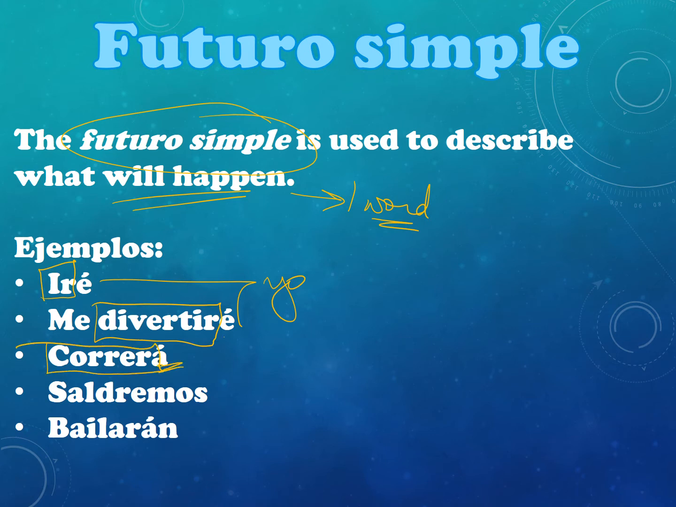All right, so we have iré, me divertiré, correrá. Saldremos is an exception. Amos is the ending here. The verb here is salir, which is irregular in the future. You start with saldr. And bailarán, there we have bailar, and then our ending án.